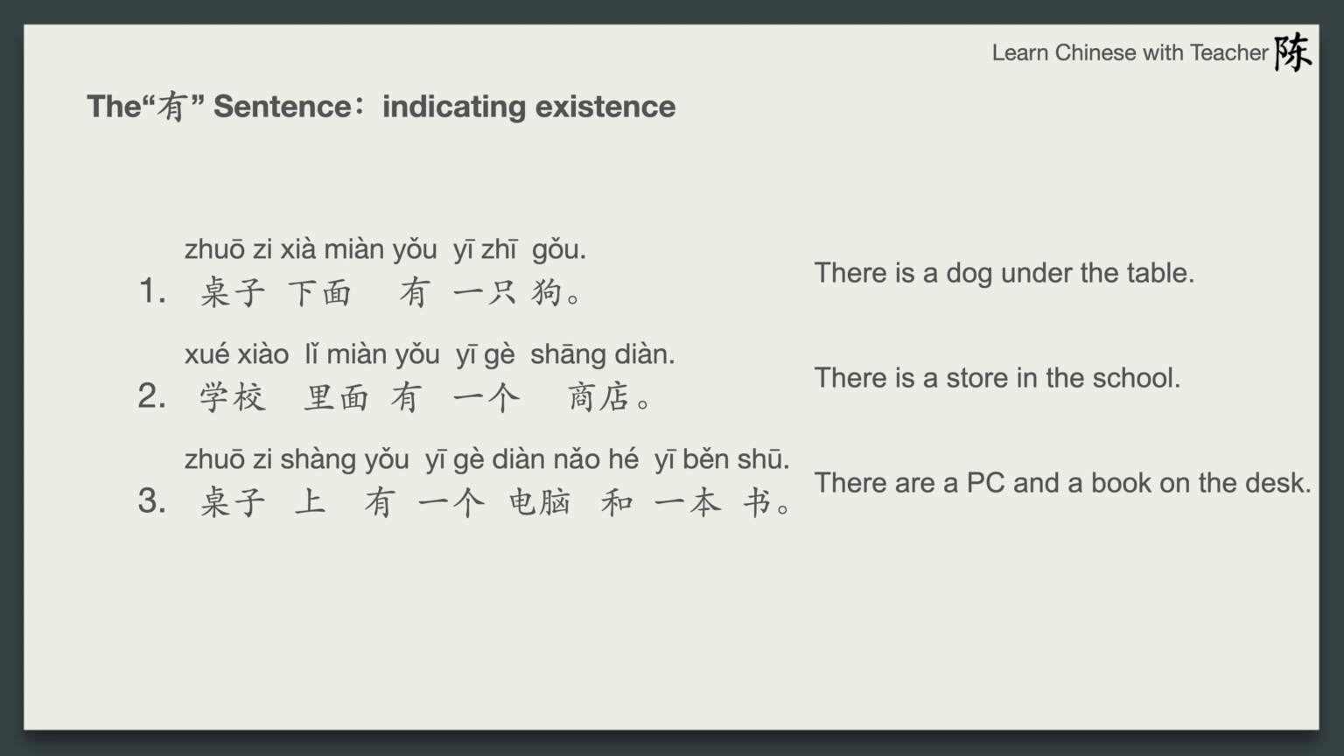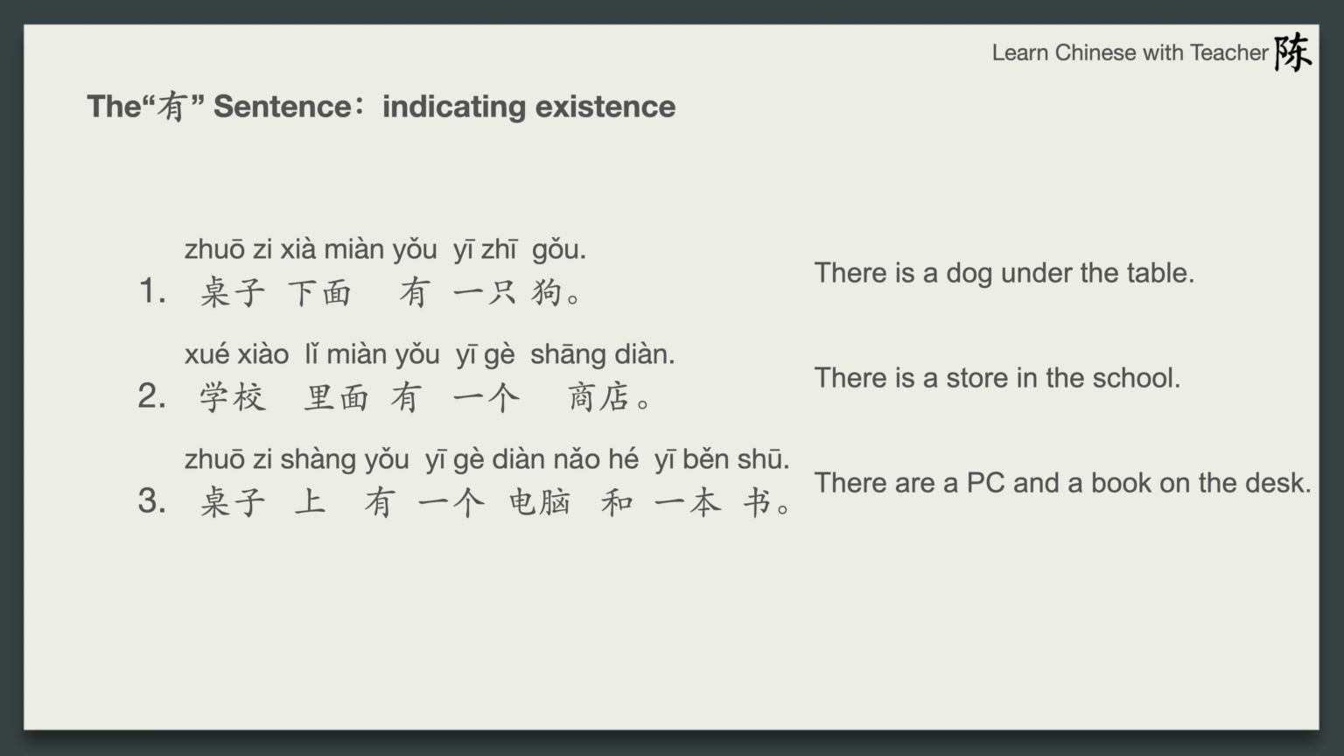The character 有 has two meanings. The first one means to have. We have learned it in lesson 5. If you forgot, you can check it out later. The second meaning is there be, to indicate existence. Like in these three sentences, they are all existential sentences, indicating a person or a thing exists somewhere.